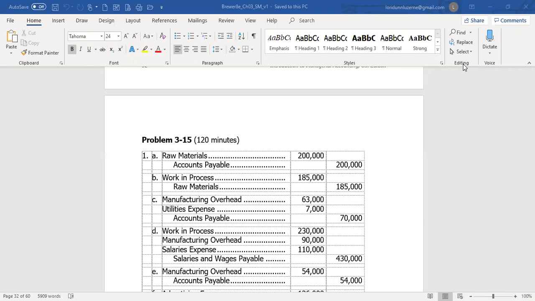$90,000 of the salaries was for the indirect work or the manufacturing overhead related to making the heavy equipment. This could be salaries of the supervisors, the janitors, things like that. People that are part of the factory but are not directly making the heavy equipment. So they're called indirect costs. Those indirect costs are considered manufacturing overhead and are debited to that account. The remaining is for selling and administrative salaries. These are normal salaries expense then.